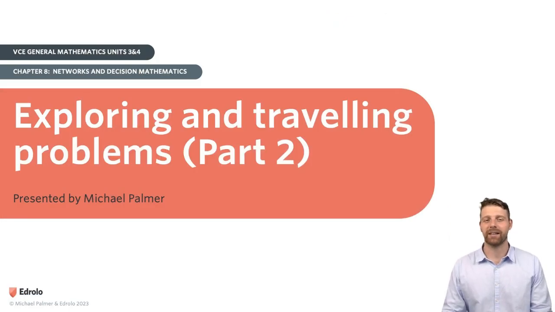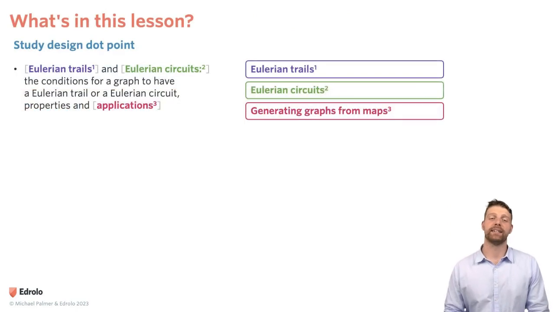Welcome to Exploring and Traveling Problems Part 2. Key points today are looking at Eulerian trails, Eulerian circuits, and generating graphs from maps. That last key unit there, that's referring to this common kind of VCAA question. We saw making a road diagram into a network earlier on. It's to do with that.